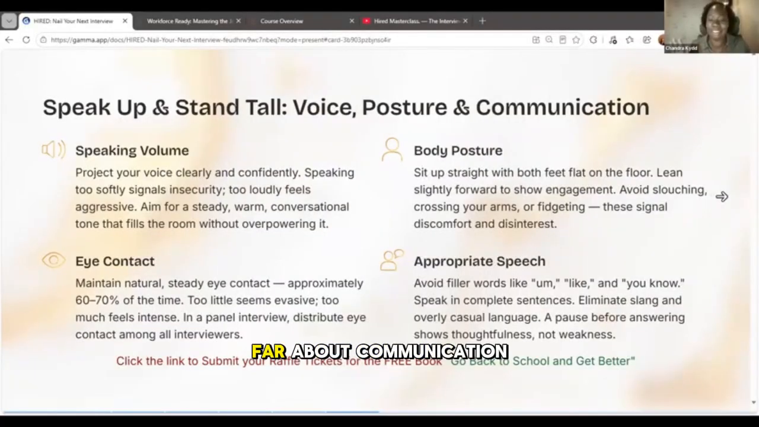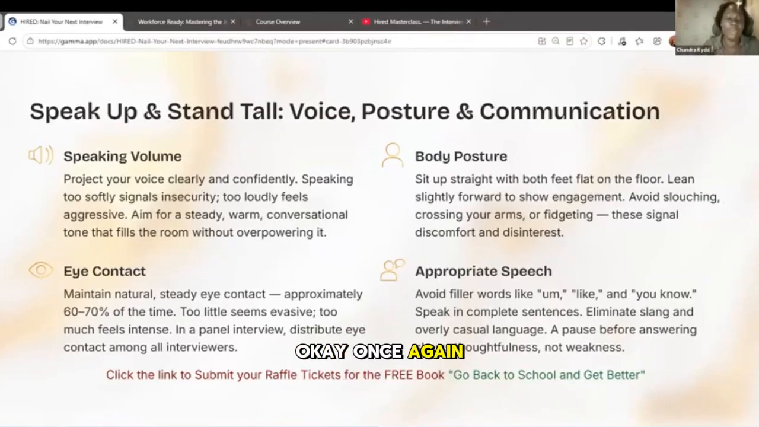Any questions so far about communication, how to stand up, how to posture yourself? Okay. Once again, ladies, if we have those types of tops, you definitely don't want to lean forward where people can see down your tops and things like that. We want to maintain professional posture and communication at all times.